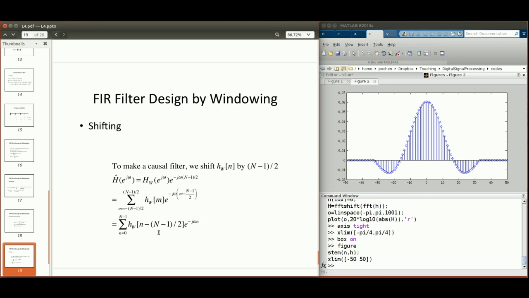So shifting actually makes our FIR filter causal, and the effect of the shifting in the time domain, in the frequency domain, is just to multiply by a linear phase, a complex exponential.